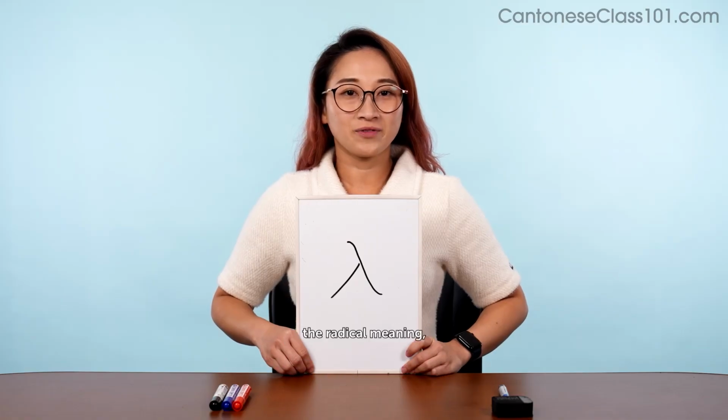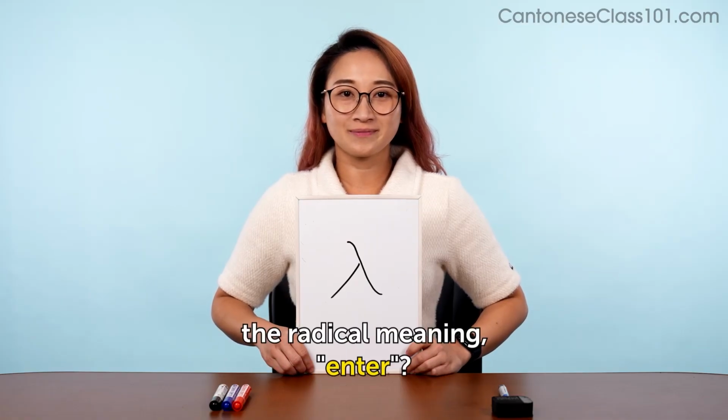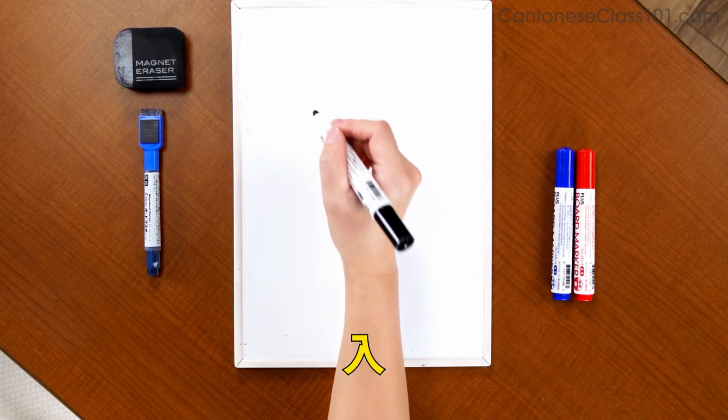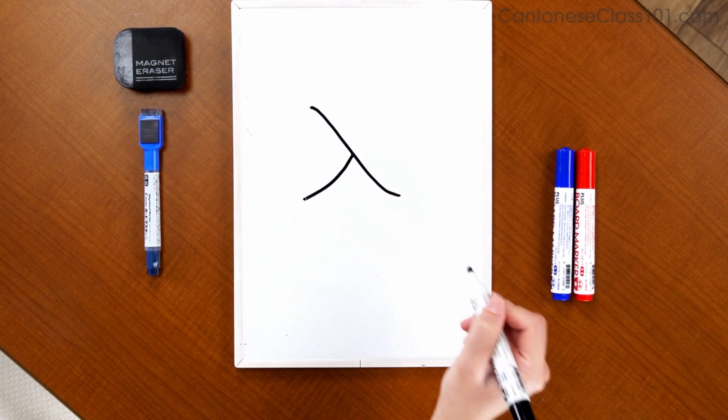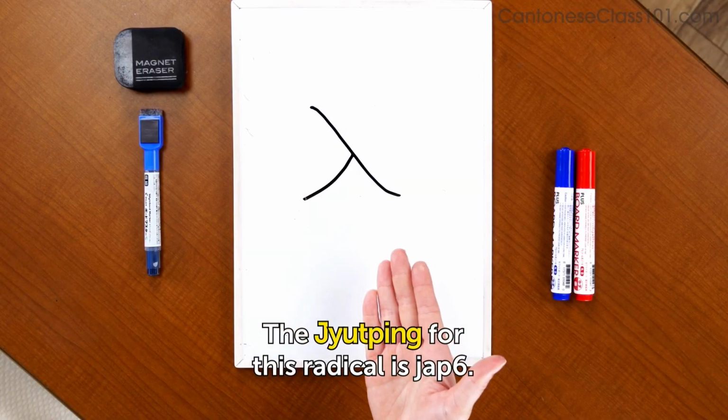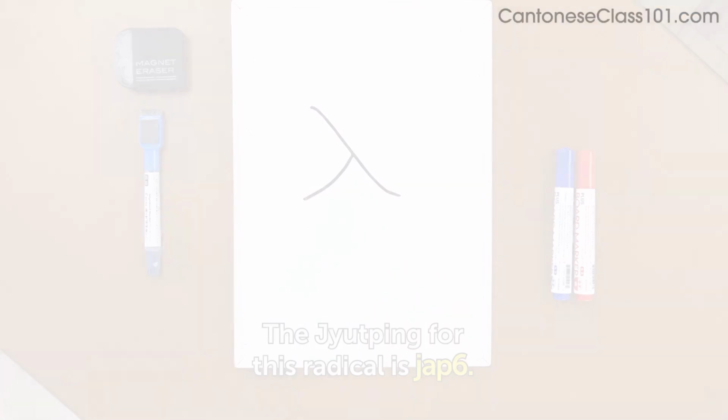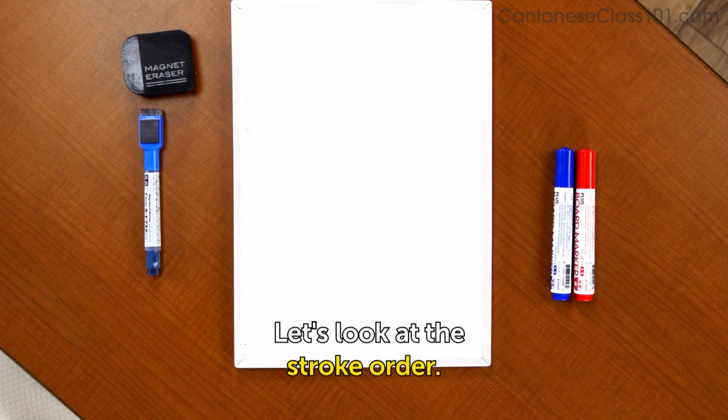Do you know how to write a radical meaning enter? Yup. The Yue Ping for this radical is yup. Let's look at the stroke order.